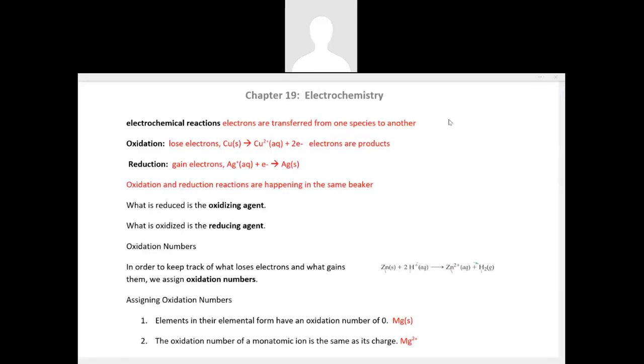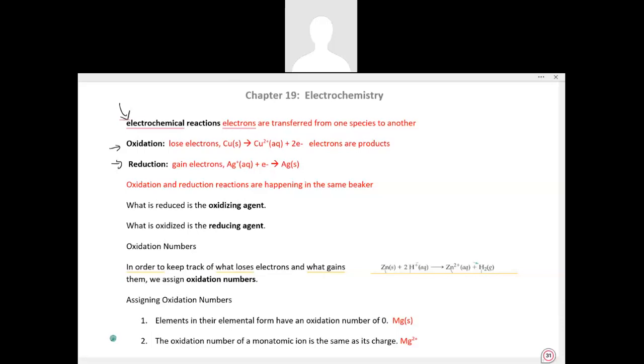In Chapter 19, we're now going to take a look at what's referred to as electrochemistry. And we can define electrochemistry, or just electrochemical reactions, even more generally as reactions when electrons are transferred from one species to another. So you may recall that oxidation and reduction reactions include either losing or gaining electrons, and you are correct that electrochemical reactions do involve reduction and oxidation.